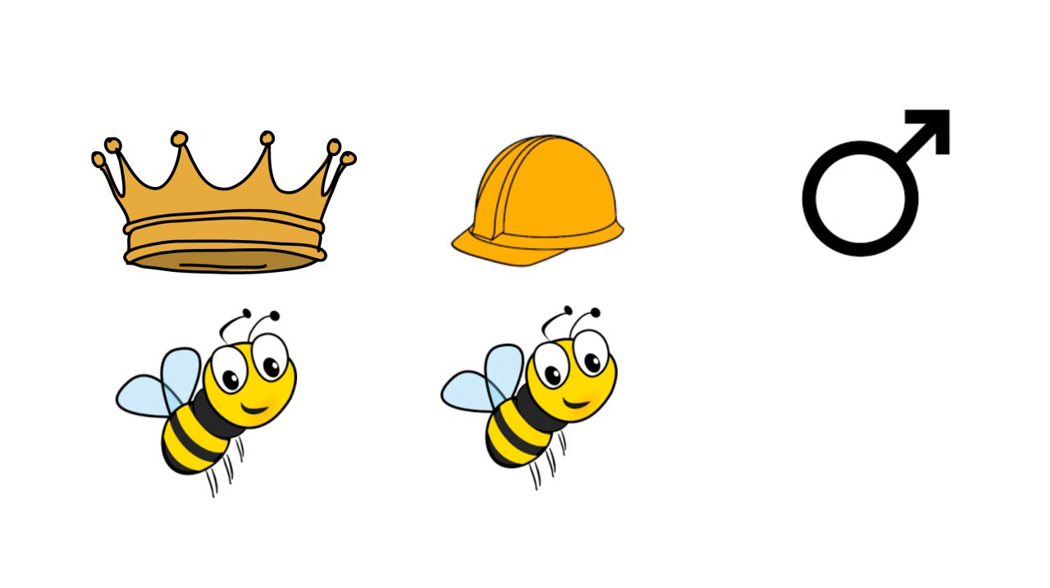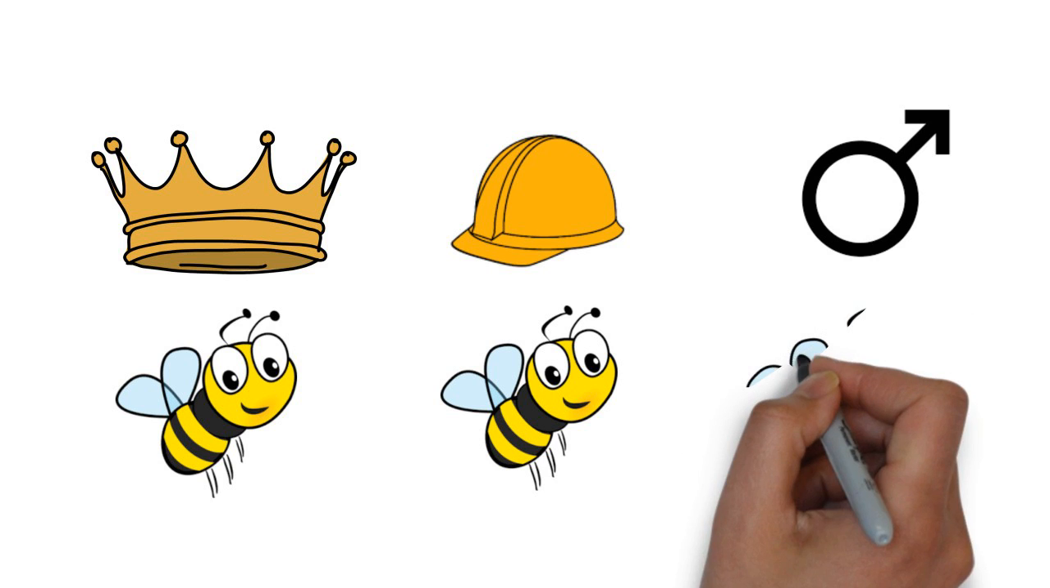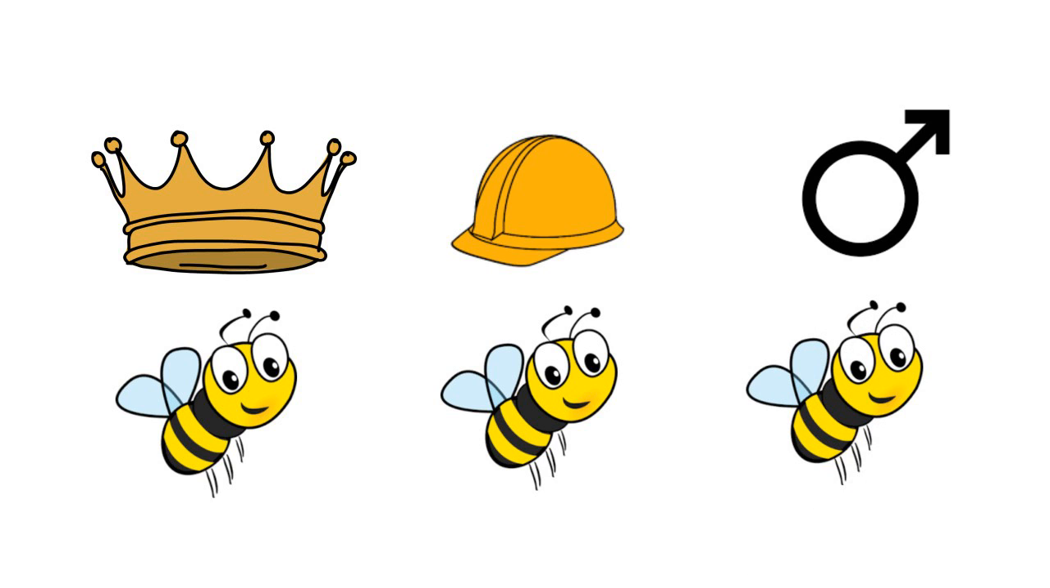Lastly, the drones are unfertilized male bees responsible for mating with the queen to produce more worker bees. They contain half of the chromosomes of the female bees.